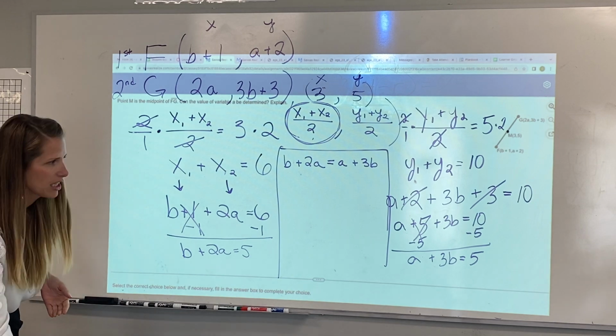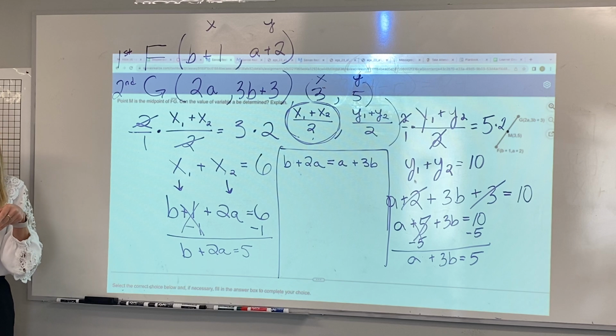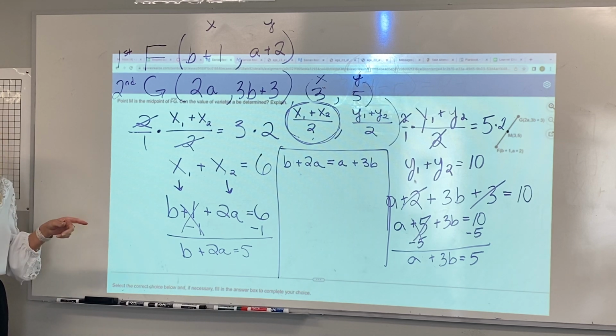Remember last year when we were talking about those 3 ways to solve linear equations, and one was substitution? Remember substitution, elimination?